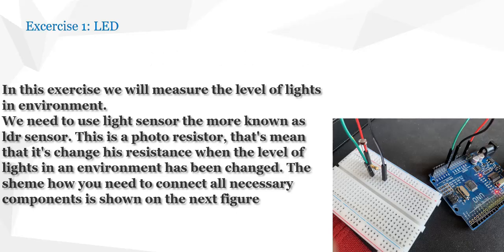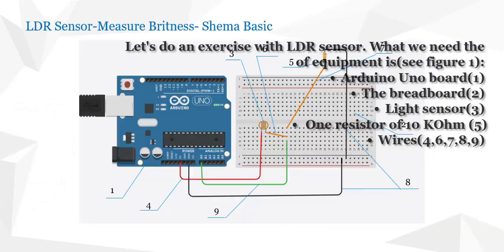Hello, in this exercise we will measure the level of light in the environment. We need the photosensor or photoresistor. It changes its resistance when the level of light in an environment changes. In this exercise we need an Arduino UNO, the breadboards, the light sensor, one resistor of 10 kilo ohms, and the wires.